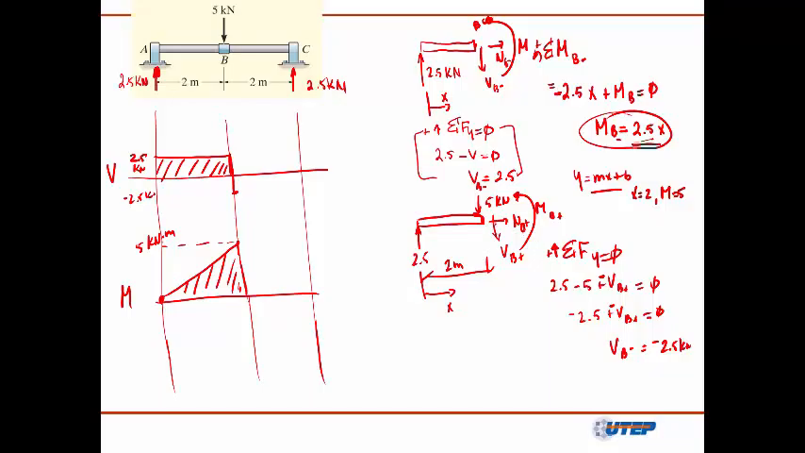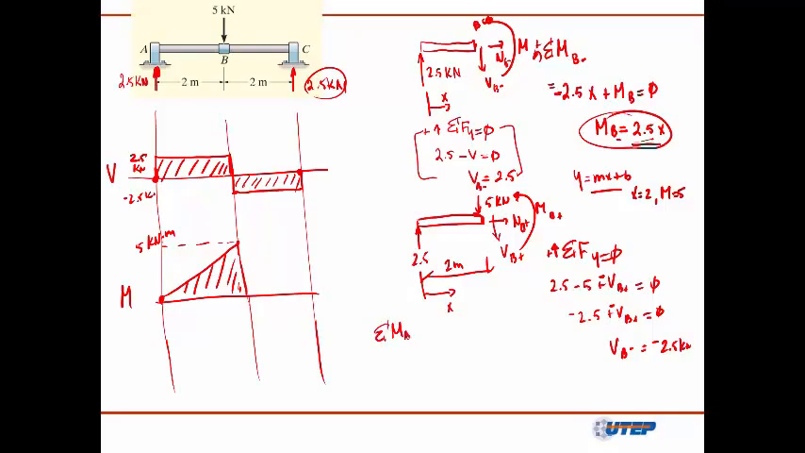Now I know that there's nothing between here and the end, but then when I get to the end, it's 2.5 positive, so it'll go back to 0. So things start at 0 and end at 0. So here is my shear diagram completed. So now let's take a look at the sum of the moments.